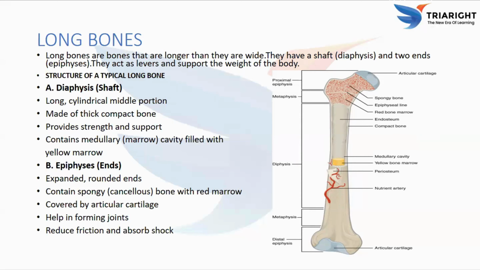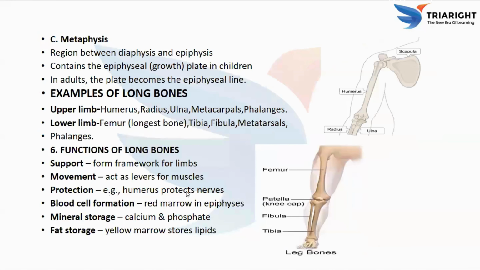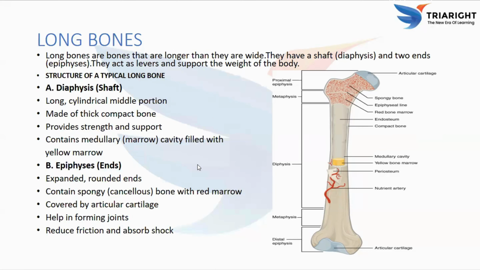This typical long bone consists of three structures. The diaphysis, which is also called the shaft, the epiphysis, which are the ends, and also the metaphysis. So what is diaphysis? You can clearly see in the picture of the bone at the right side. This is the metaphysis, this is the diaphysis, and this is the epiphysis.